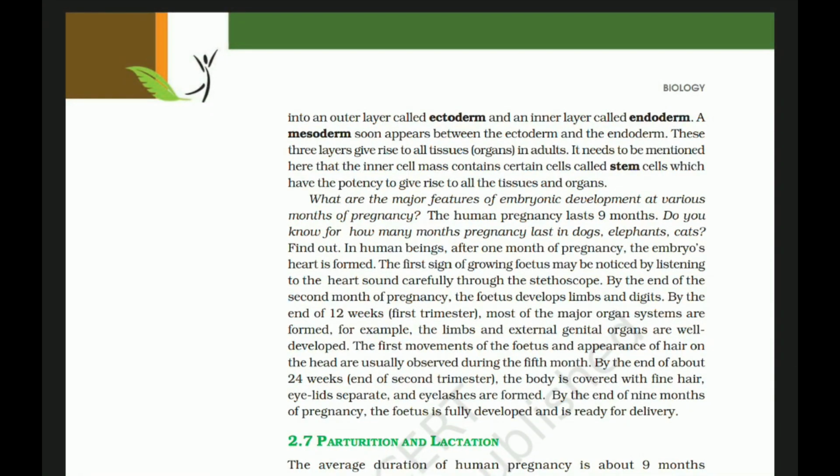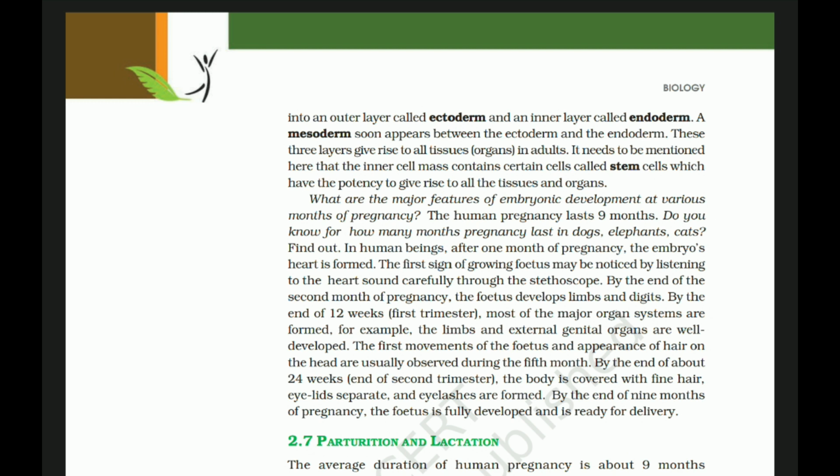What are the major features of embryonic development at various months of pregnancy? The human pregnancy lasts 9 months. Do you know for how many months pregnancy lasts in dogs, elephants, cats? Find out. In human beings, after 1 month of pregnancy, the embryo's heart is formed. The first sign of growing fetus may be noticed by listening to the heart sound carefully through the stethoscope.